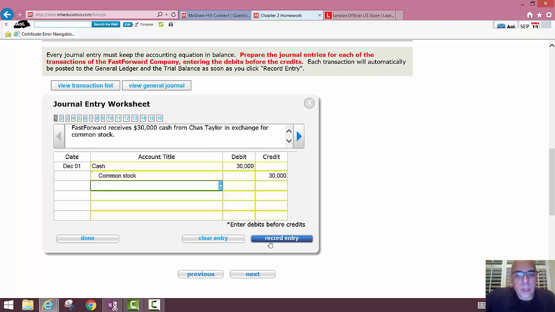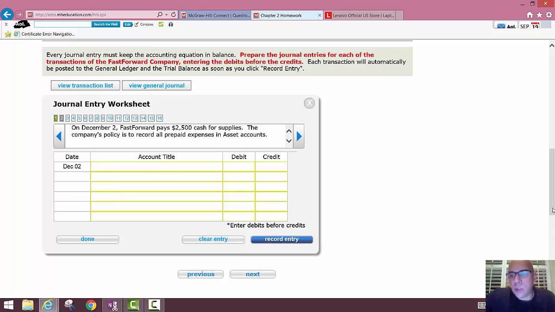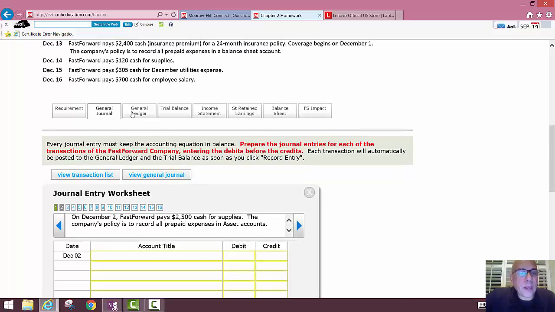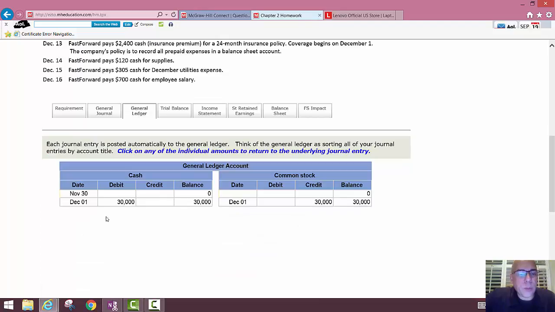Then I'm going to go ahead and remember to record the entry. Sometimes I forget to hit that key. I have to record it. And what do you think? We look at the general ledger. We right now have only 2 accounts that we posted to. There's our debit to cash, our credit to common stock. Which financial statement do you think it's going to impact? Income statement, retained earnings, balance sheet, right?